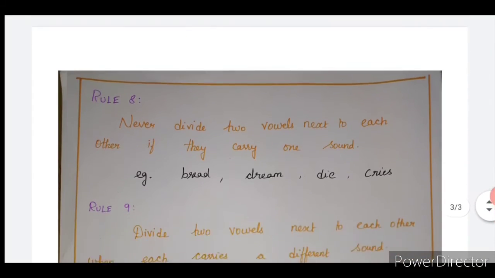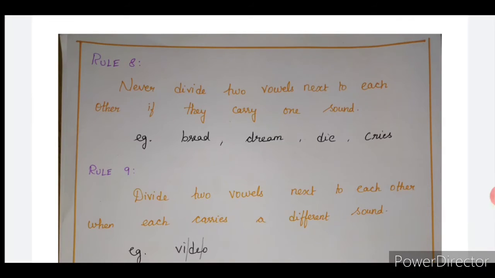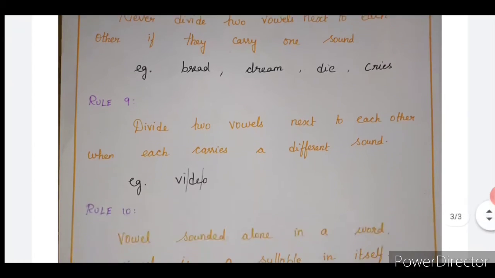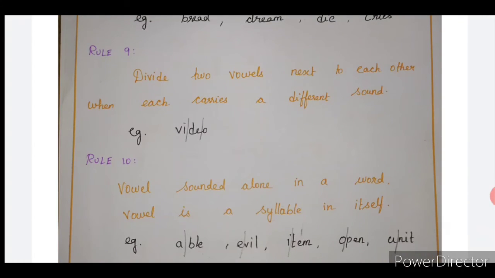Okay, children? Yes. So next, in rule 8, never divide 2 vowels next to each other if they carry the same sound. If they have the same sound, never try to divide. You can divide the 2 vowels next to each other if they carry different sounds. If they have different sounds, you can divide. If they have the same sound, never try to divide.